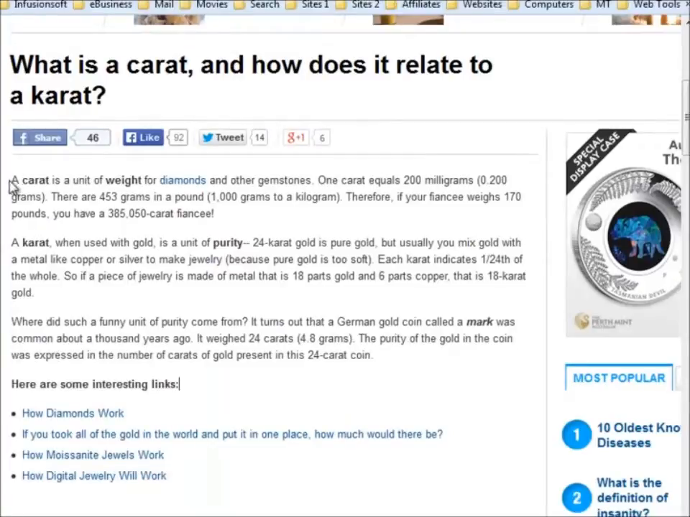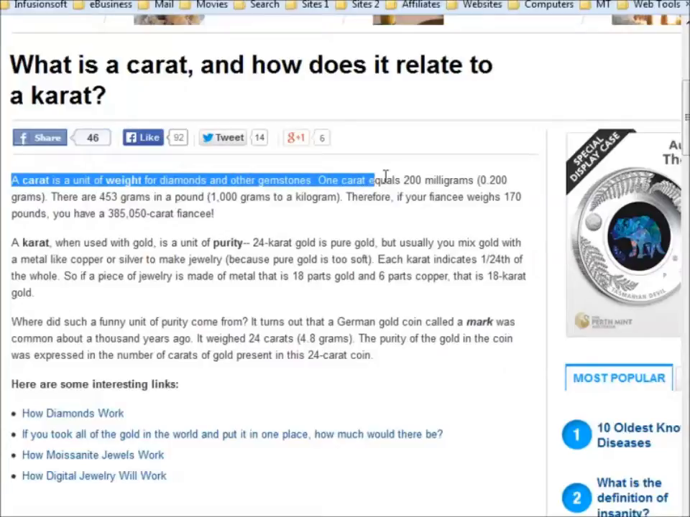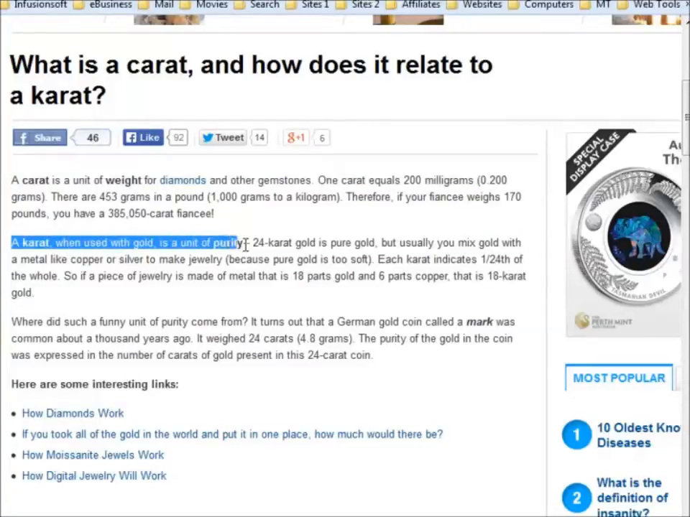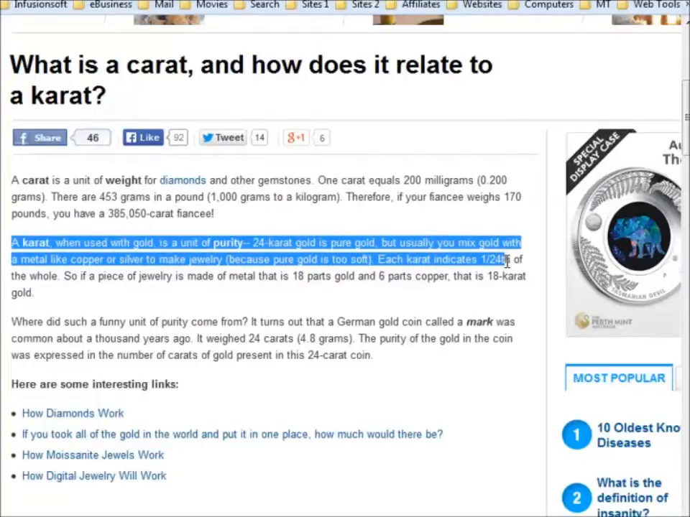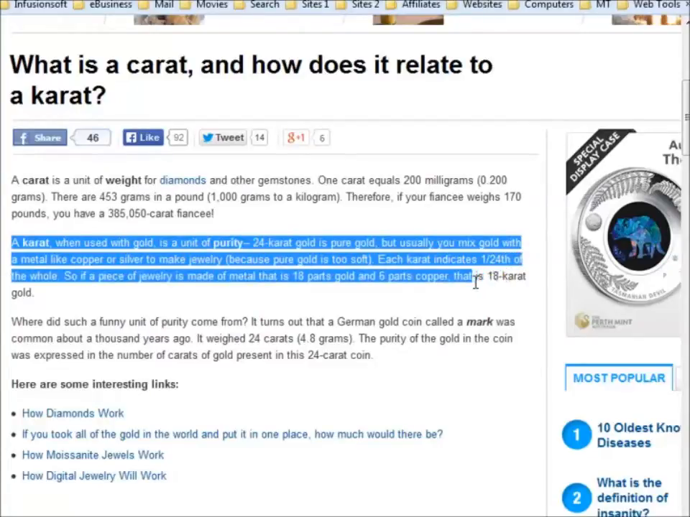It says here, a carat with a C is a unit of weight for diamonds and gemstones. 1 carat is equal to 200 milligrams. And carat with a K, when used for gold, is for purity. 24 carats is pure gold. Usually you mix gold with a metal like copper or silver to make jewellery, because pure gold is far too soft. It gives an example here that if you have a piece of jewellery with 18 parts of gold and 6 parts of copper, it's regarded as 18 carat gold.